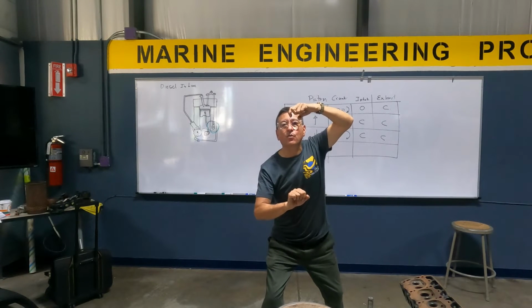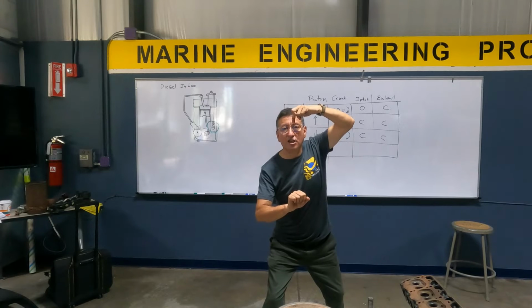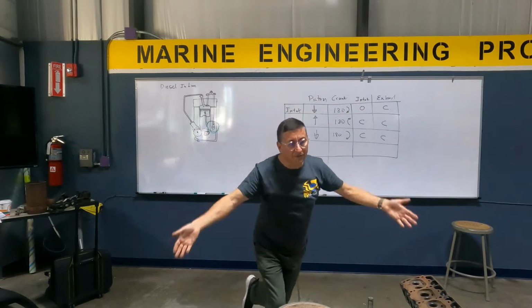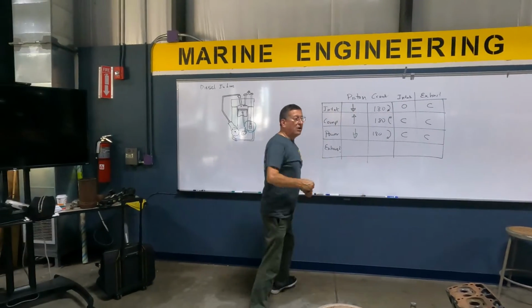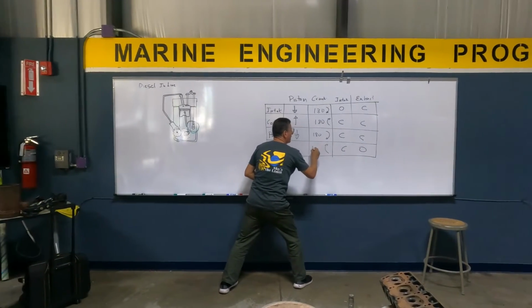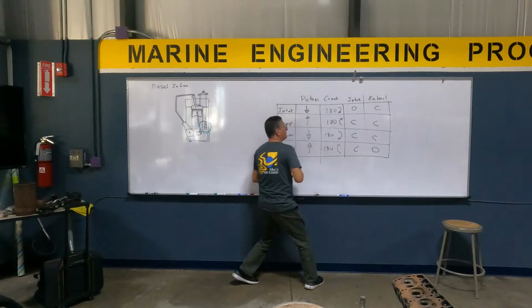And now the piston starts to go up again. What happens with the valves? Which valve opens? Exhaust. Exhaust opens and intake stays closed. And what happens with the gases? They go out. Okay, this is open, this is closed. Once again, 180, and the piston is up.